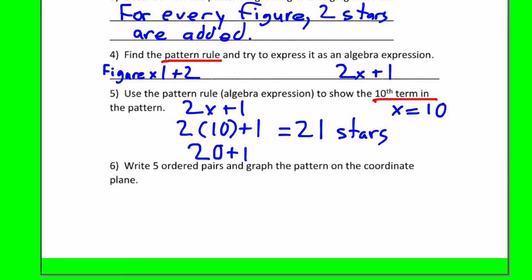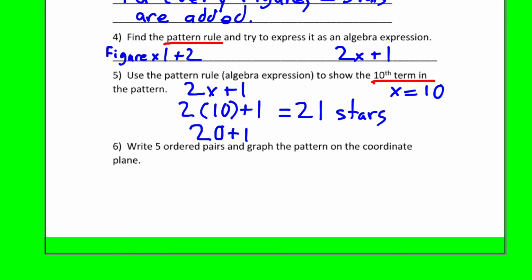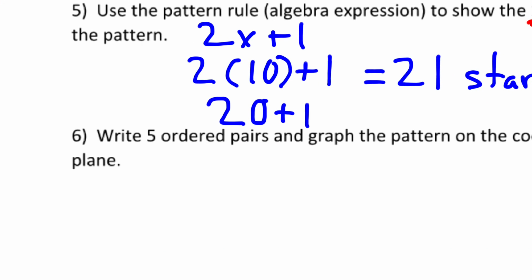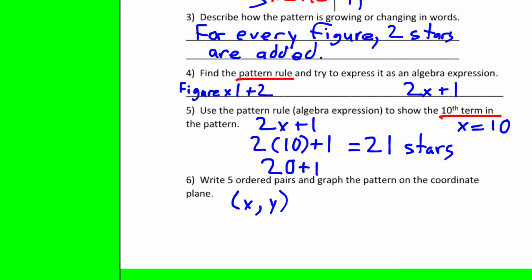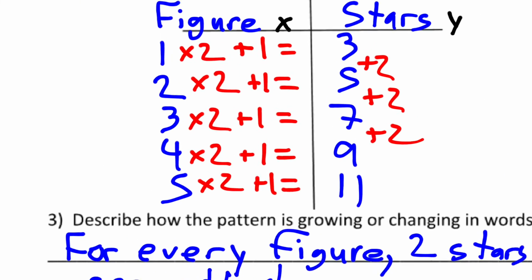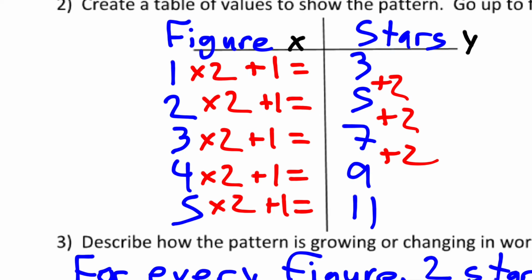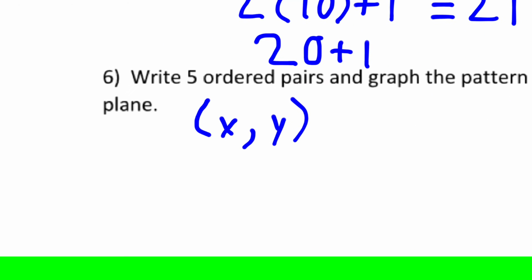Next thing we're going to do is write 5 ordered pairs. Ordered pairs are points on a graph. An ordered pair is an x and a y value separated by a comma in parentheses. We can get those ordered pairs from the table. 1, 3, 2, 5, 3, 7, 4, 9, 5, 11. Let's write those ordered pairs. So the first one is 1, 3.